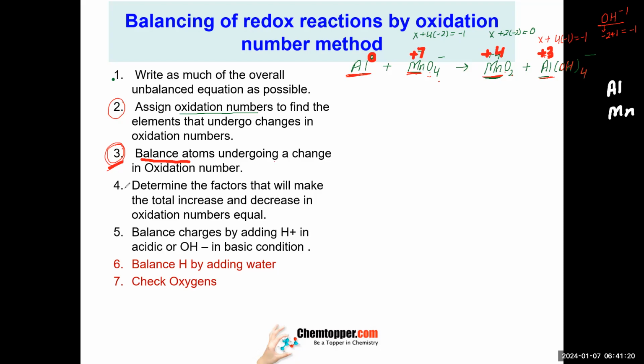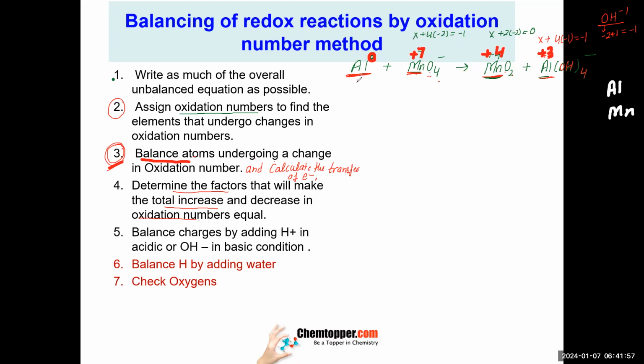Okay. Now determine the factor that will make the total increase and decrease in oxidation number equal. Before that, I think I'll add one more rule here. Calculate atoms undergoing a change in oxidation number and calculate the transfer of electrons. Transfer of electrons.